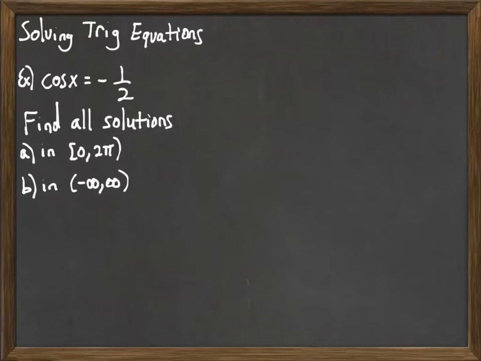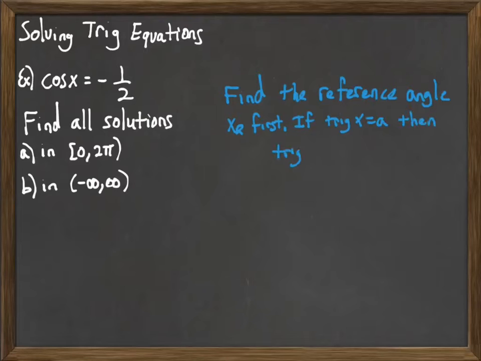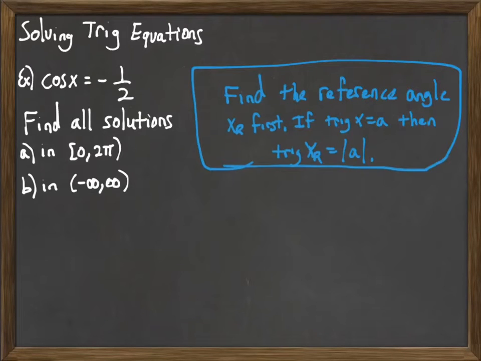Now, before we solve the equation, we have to find the reference angle, x sub r, first. What is the reference angle? Remember, that's the angle in the first quadrant. Reference angles are always in the first quadrant. So if trig x is equal to a, whatever trig function you're dealing with, here it's cosine, then the equation for the reference angle would be trig x_r equals the absolute value of a. And again, that'll be the angle in the first quadrant, where it's positive.